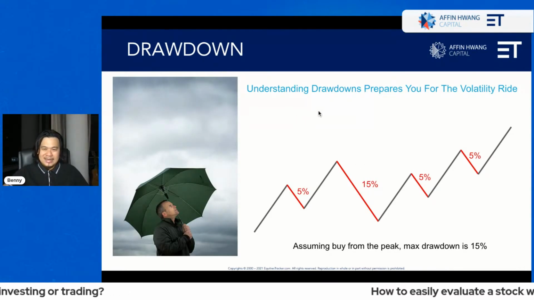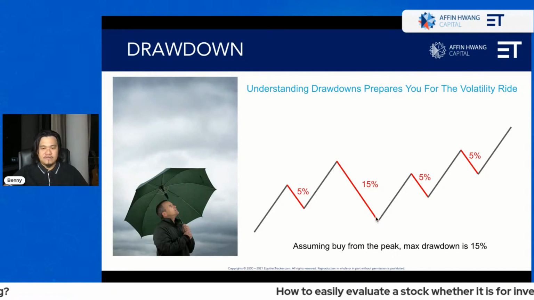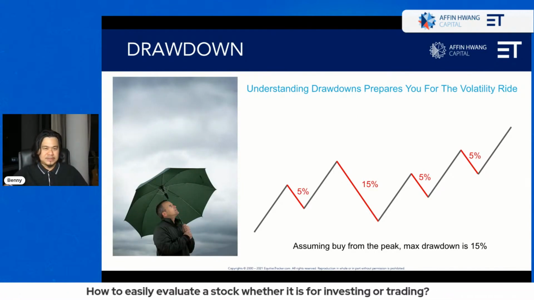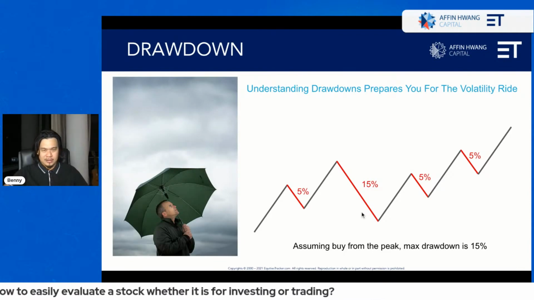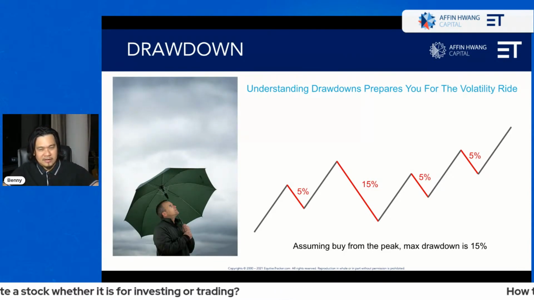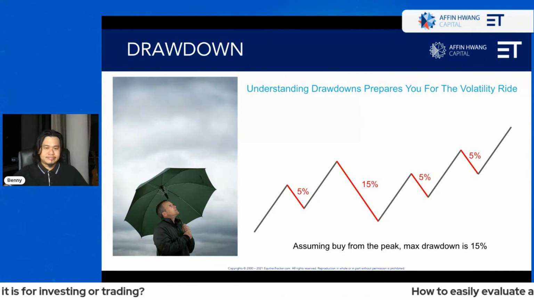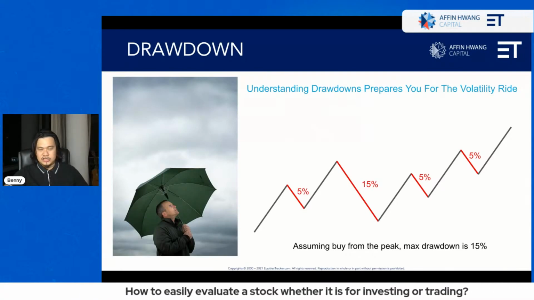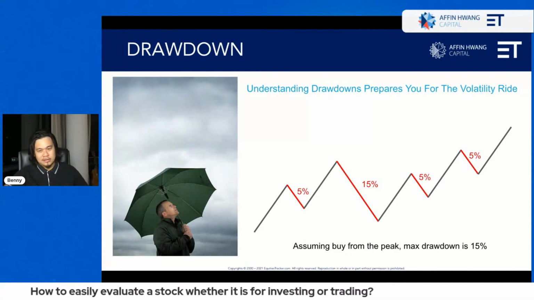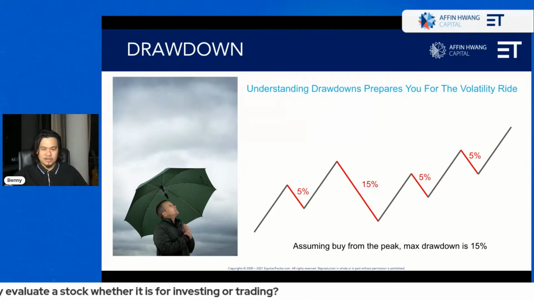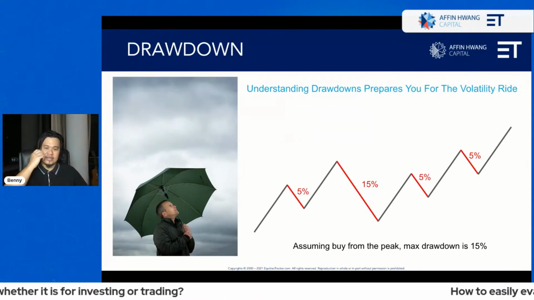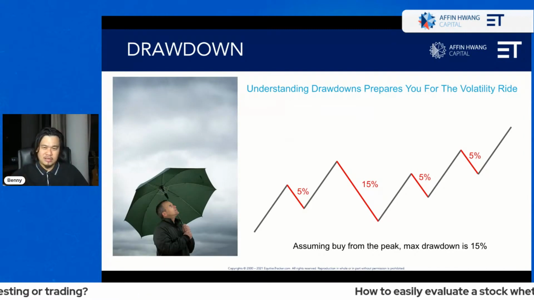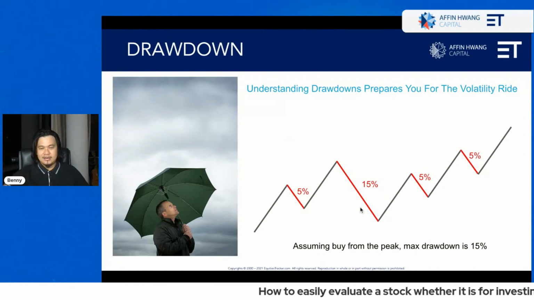So if you understand that this is a drawdown of 15%, if the price does come down 15% in the future, you are ready for it. And if you know that the maximum drawdown is huge, the volatility is huge, when you buy this particular share, you may not want to buy a lot, because it has this volatility. I'll give you an example later on of the calculation on how you can adjust your portfolio if you want to use this as a guide.